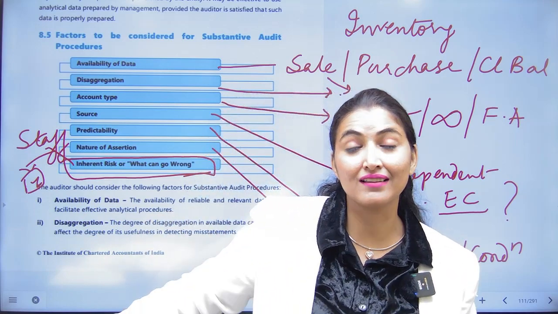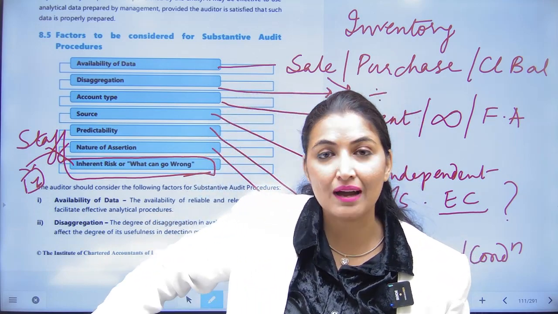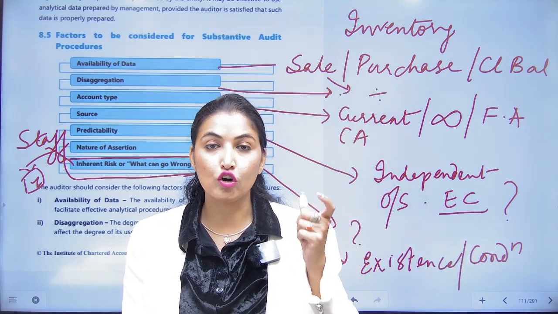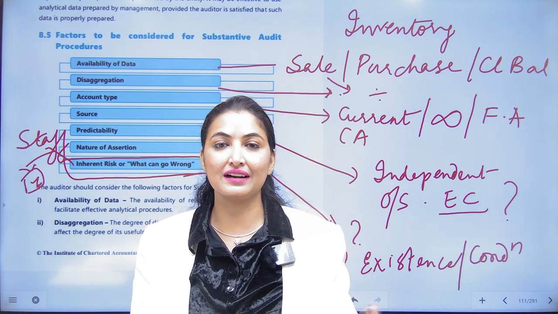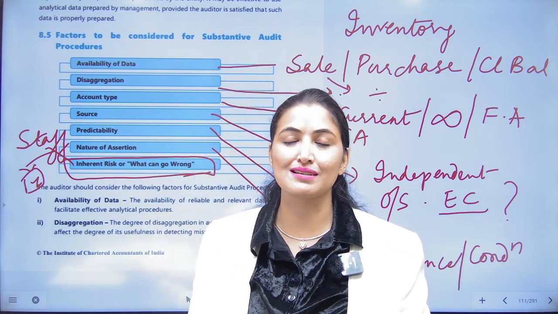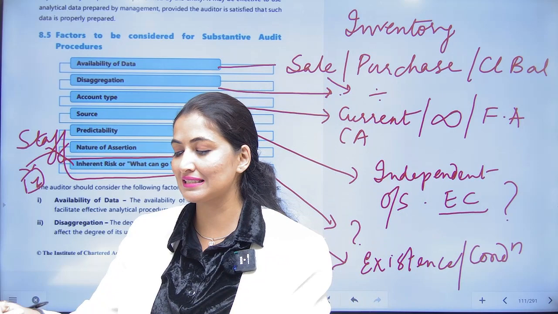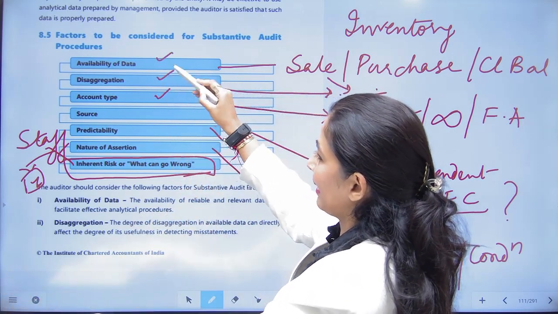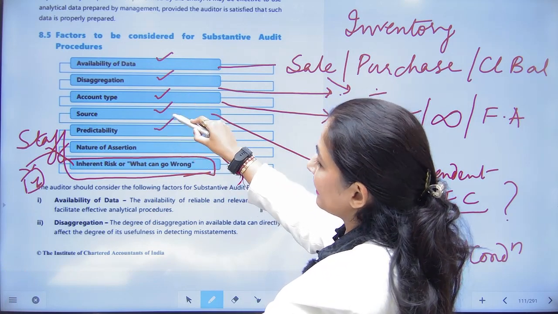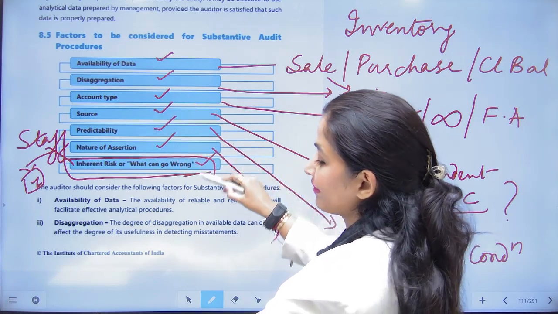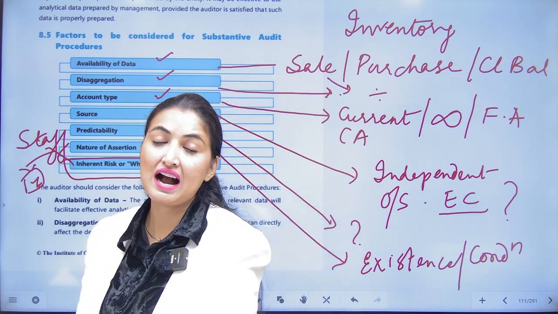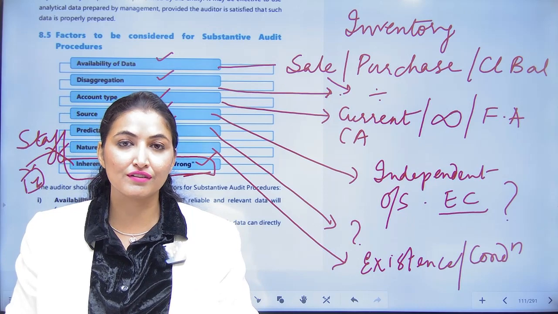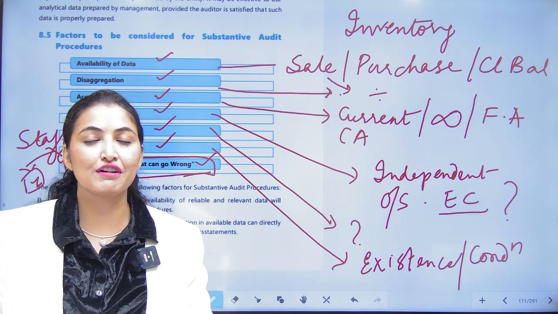What are the things that can go wrong when I am doing a substantive analytical procedure over something from the financial statements that I've picked up? What are the things that I'll see there? Availability of data, disaggregation of data, account type, source of information, predictability, nature of assertion, and what exactly can go wrong. After I do everything, then only I'll get the final result using the substantive analytical procedure.